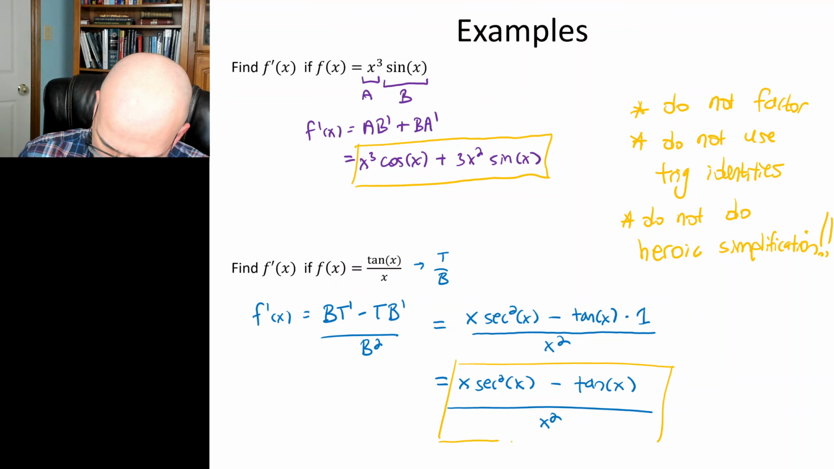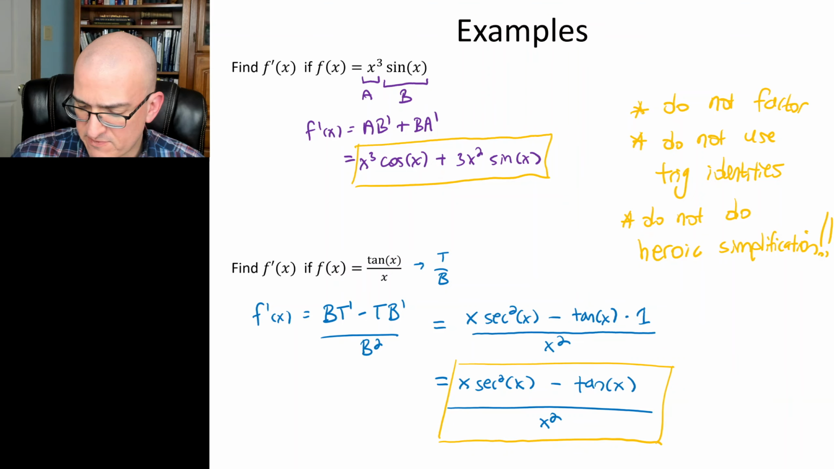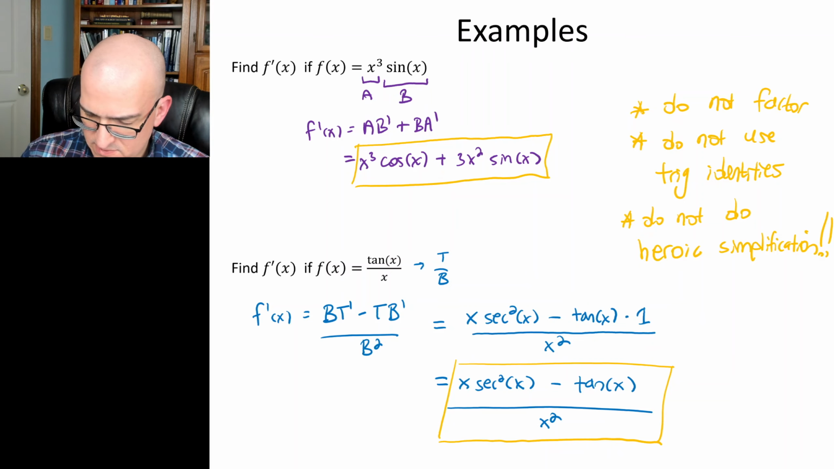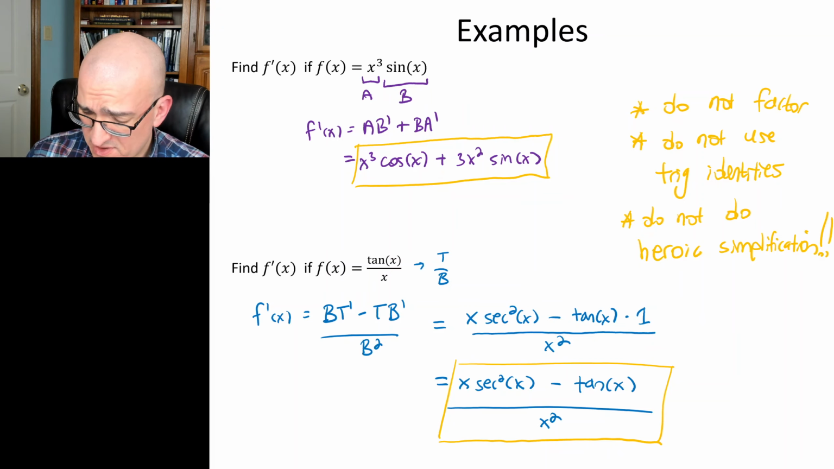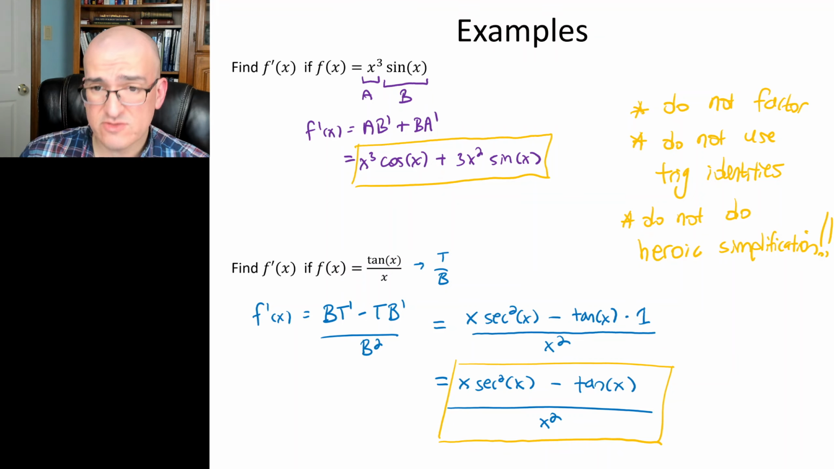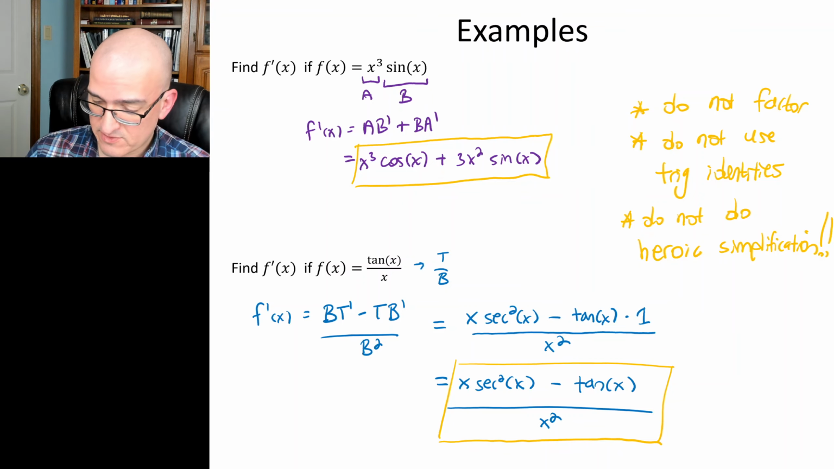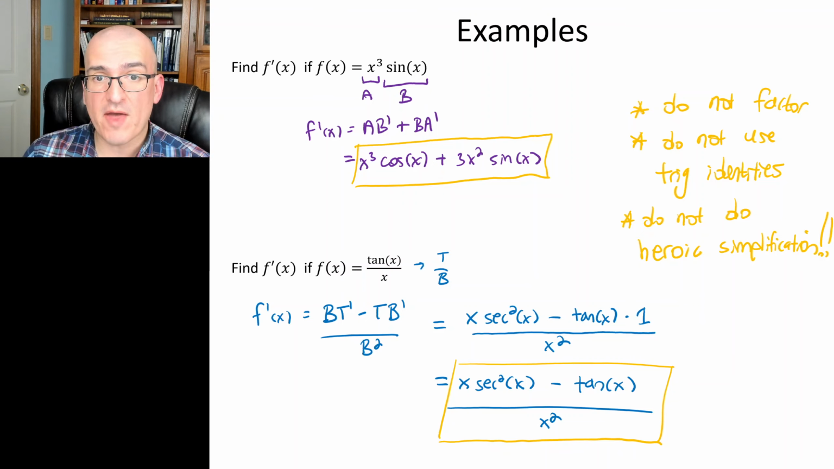And I don't even want to know what simplifications could be done for this. Like you can take a cosine and put it in the bottom. I don't know why you do that, but you could. And then you could write it as x sec x minus sine of x over x squared cos x. Why would people do such things? I don't know, but if you've ever looked at the back of a math textbook, some people seem to enjoy doing that. Don't know why.